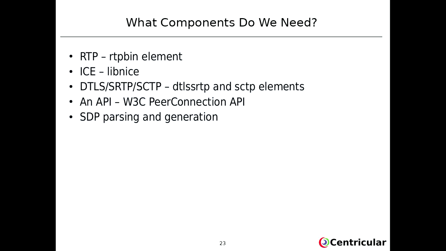First thing we need is RTP. All media in WebRTC is transmitted using RTP, which is Real-time Transport Protocol, of which there is an already existing element called RTP bin in GStreamer, which is already used for other things like RTSP and even just raw RTP over UDP streaming.